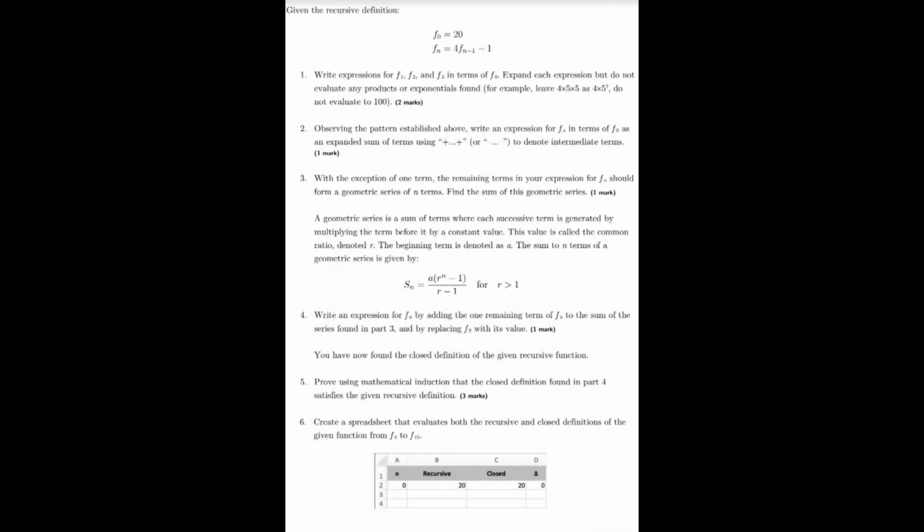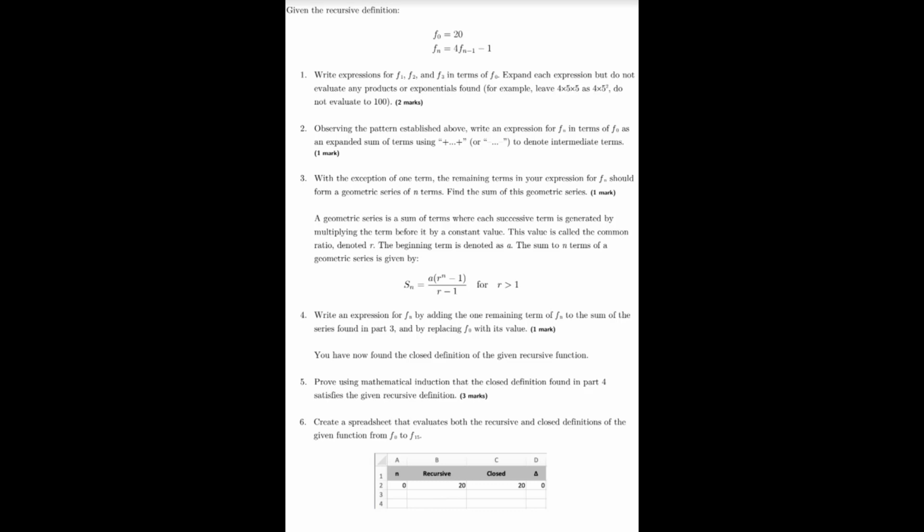Hi everyone, today I'm working through this 6-part question which requires us to work with recursive formulas, geometric series, mathematical induction, and my favorite topic, spreadsheets. So it's an interesting question. As usual, I'll work through each part one video at a time so you can just jump straight to the bits that you want to focus on.